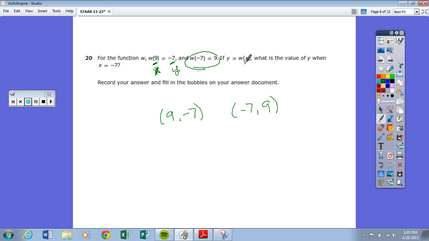And it's saying, what is the value of y when x is a negative 7? So since we've written out these 2 points, it just wants us to look at the y value when x is negative 7, so the answer would be 9.